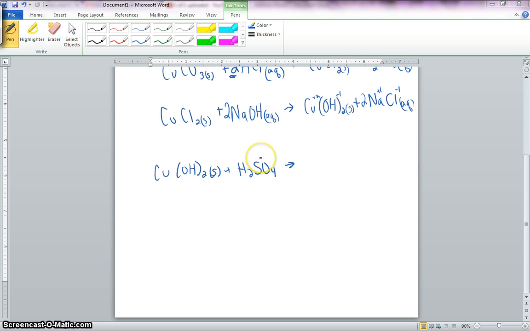Sulfuric acid. So we have Cu, plus 2 charge, sulfate, SO4, minus 2 charge, crisscross, nothing happens, plus we have H with a plus 1 charge and OH with a minus 1 charge. So with that, crisscross, nothing happens. Now we've got to make sure it's balanced. We have 2 H's on this side, so we need to make sure that there's 2 over here. Now is everything balanced? Yeah, we have 2 OHs. So now we have 2 OHs, we have 2 H's, 2 H's, everything's balanced.